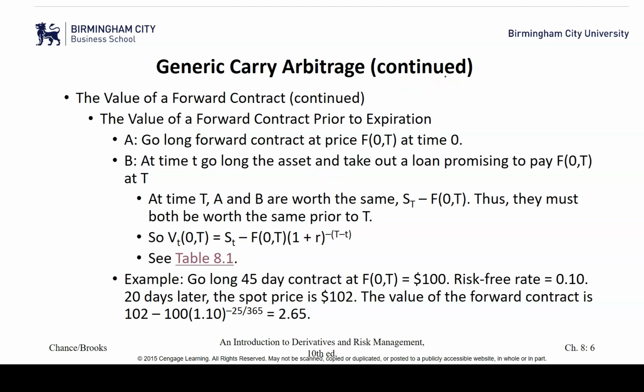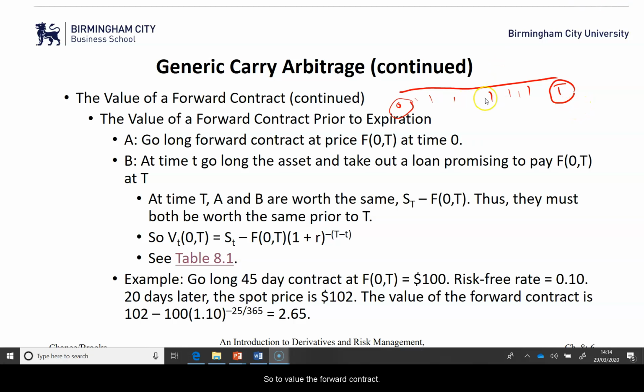So we are talking about valuing the forward contract anywhere here before expiration, but after the contract is initiated. We already have learned that it will be zero here, and it will be the spot price minus the forward price here. So to value the forward contract between these two dates, we use the concept of portfolios, as we've been using for pricing calls and puts.